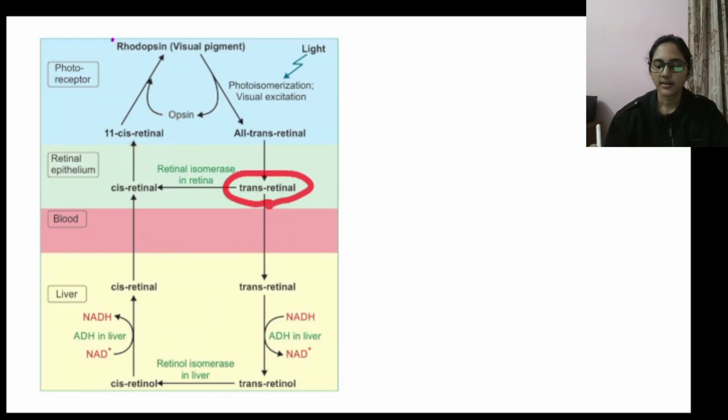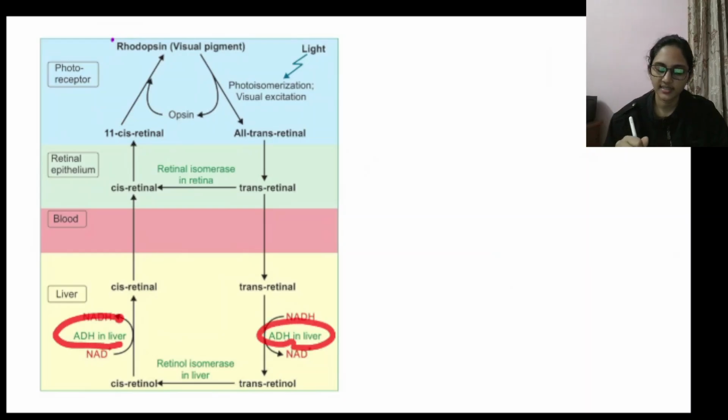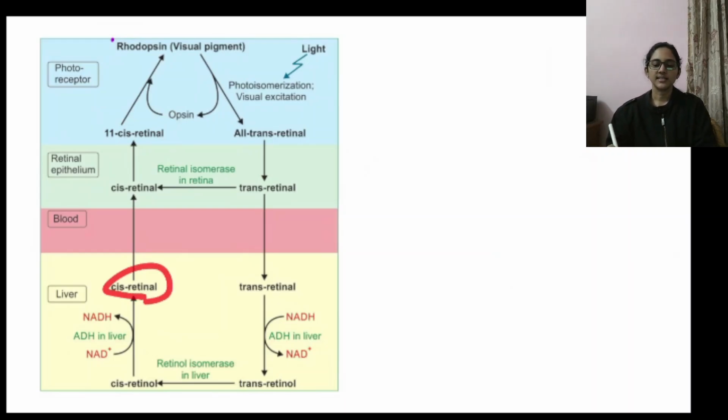Or the trans retinal can go to the blood. Via blood it can enter the liver with the help of the enzyme alcohol dehydrogenase. It forms trans retinol. Then with the help of retinol isomerase, it forms cis retinol, and finally it gives you cis retinal. Sorry, this is aldehyde dehydrogenase and this is alcohol dehydrogenase. All right. Now this cis retinal again gives you 11-cis retinal.